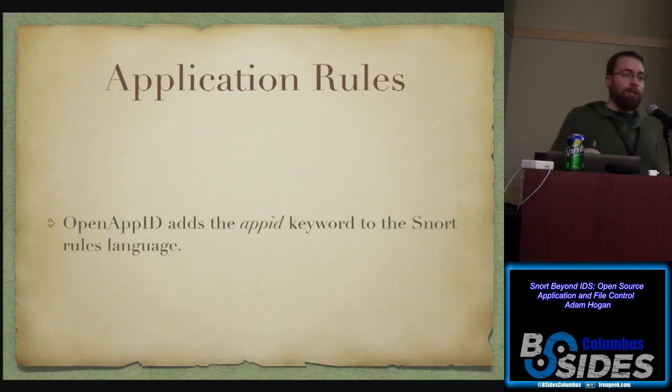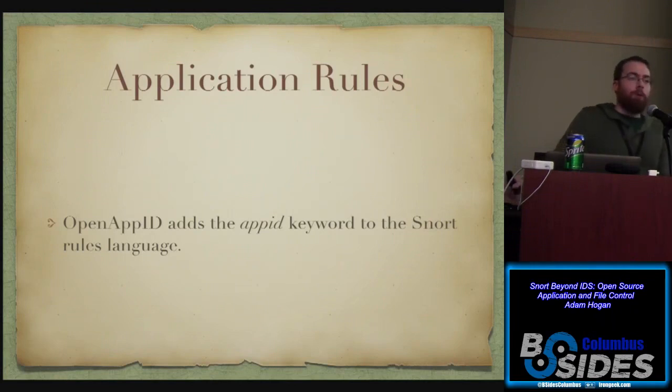All right, so one of the things we can do now that we have this application identification information is utilize that in the Snort rules language. We actually add a new keyword to the Snort rules language. We have a series of keywords to identify traffic coming from this IP, going to this IP, it's got these bytes in there, whatever it is we're looking for. A new keyword to identify traffic is the app ID keyword. So you can now put that into any Snort rule.